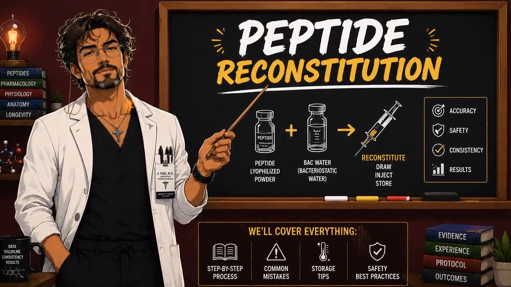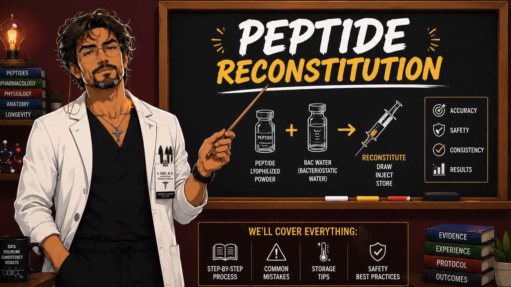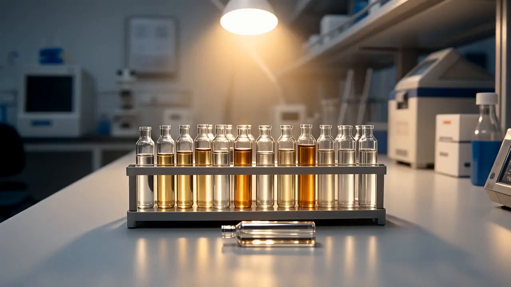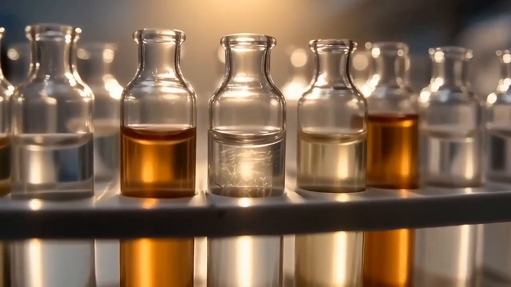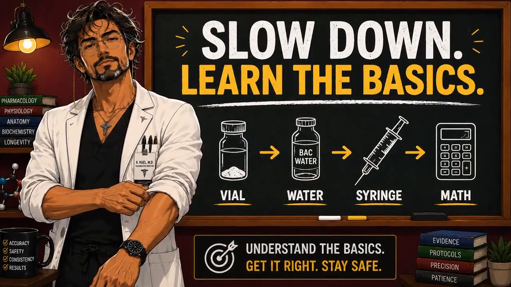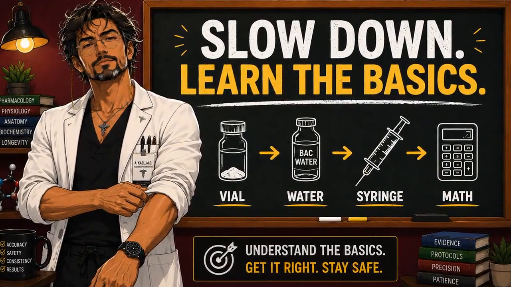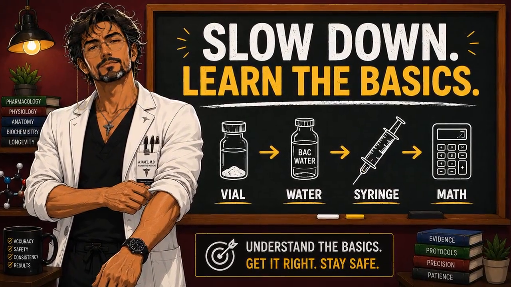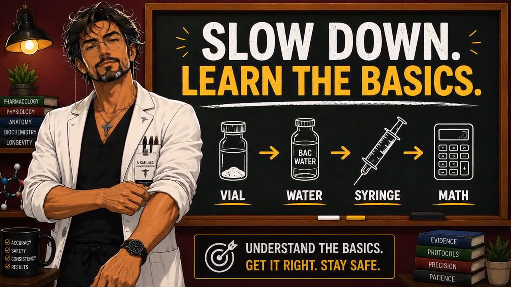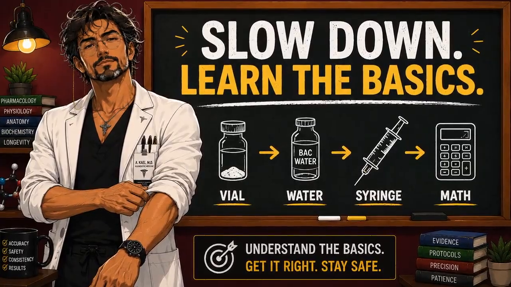So we're going to slow it down, break it into pieces, and by the end of this video, you will never need to ask anyone how to do this again. Save this, bookmark it, send it to your friends, tattoo it on your forearm, whatever it takes. There are 2 conversions you absolutely must understand before you touch a vial or a syringe. If you skip this part, nothing else will make sense.